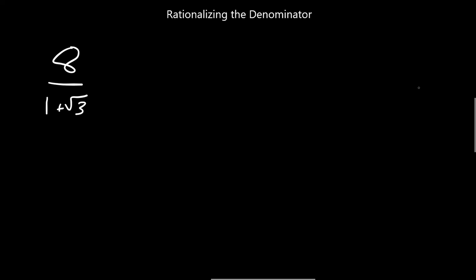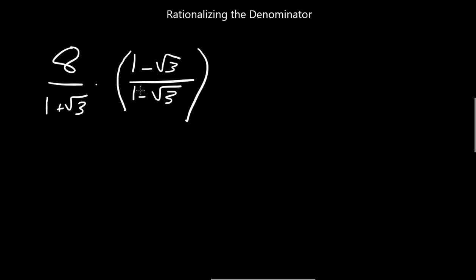For our second one, let's take a look at 8 divided by 1 plus square root 3. Now this one, since we're adding this 1 to our root, we know that we're going to have to use the complex conjugates. So here we're going to multiply the top and bottom by 1 minus square root 3, divided by 1 minus square root 3. Once again we recognize that this is really just the number 1 in disguise. And so 8 divided by 1 plus square root 3 times 1 is still the same thing, we're just changing how it looks a little bit.